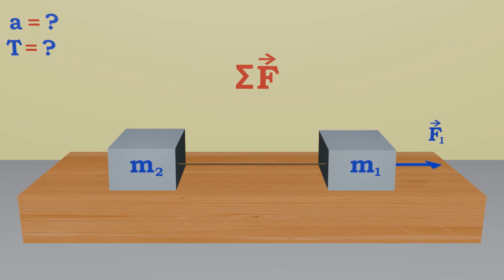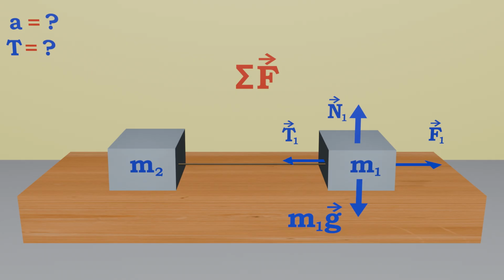For object 1, the following forces are at play. The force F1 pulls it to the right. The force T1 is the tension force from the string, pulling it to the left. The gravitational force, equal to m1g, acts downward. And finally, N1, the force exerted by the table upward, as the table slightly bends under the object's weight.